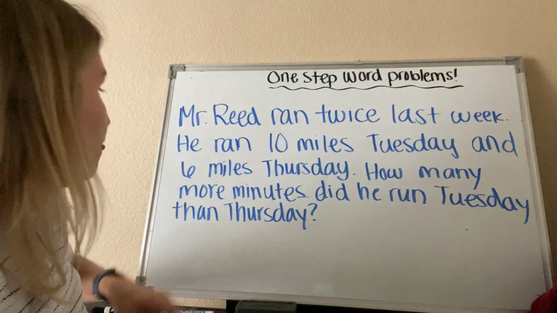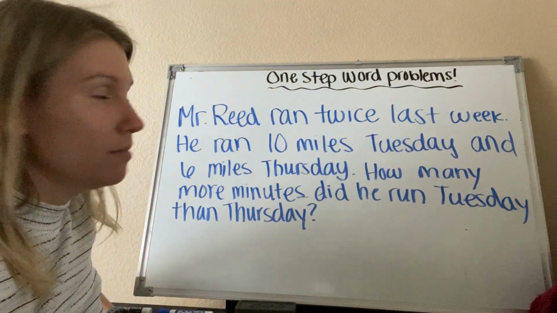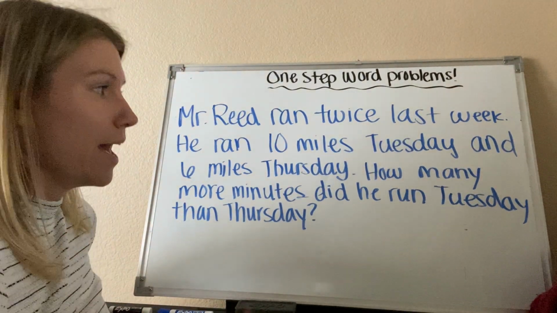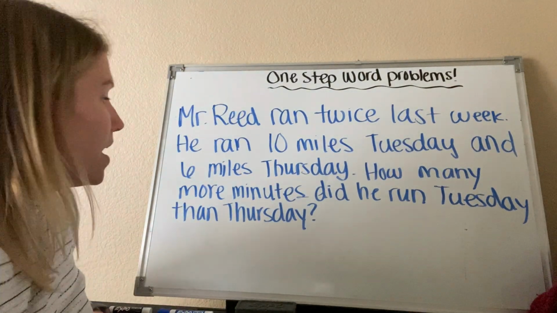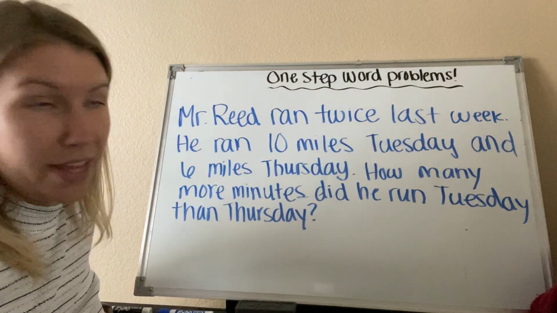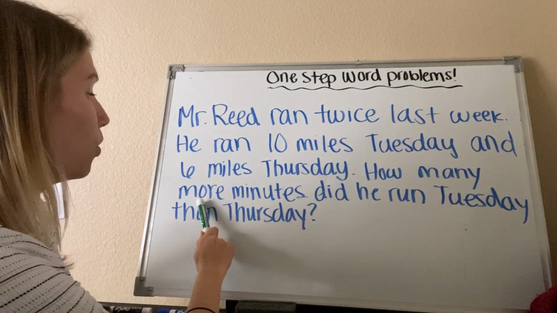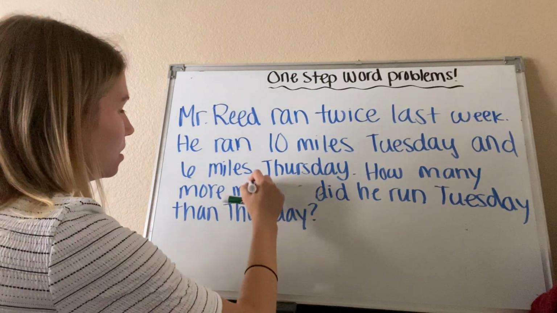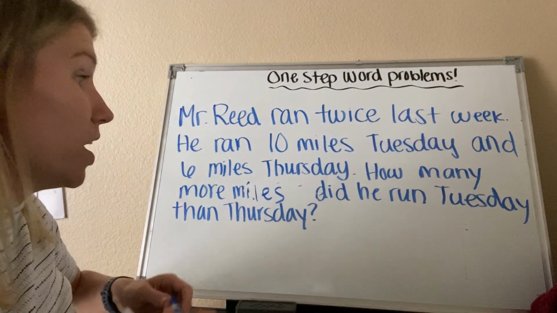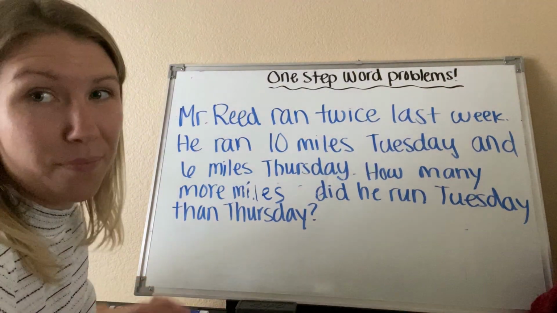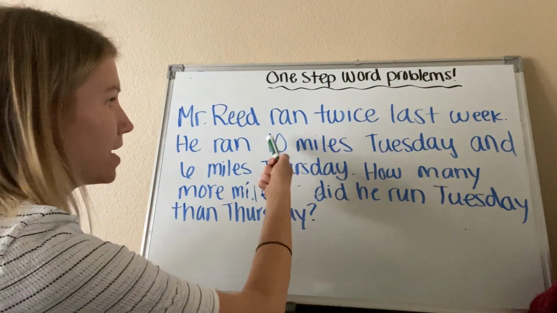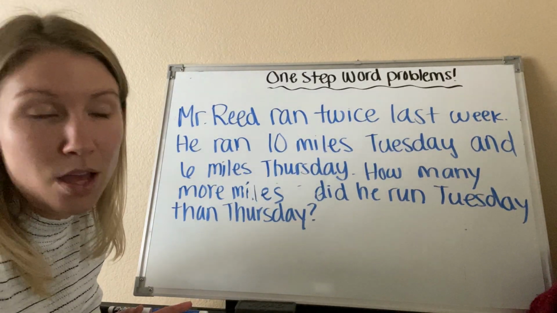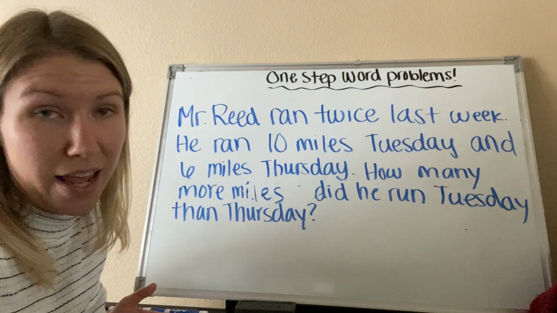Okay, so Mr. Reed, you know he's a runner. So he ran twice last week. He ran 10 miles on Tuesday and 6 miles Thursday. How many more miles did he run Tuesday than Thursday? Okay, so we can see Tuesday he ran 10 and Thursday he ran 6. So we know that on Tuesday he ran more than he did on Thursday, probably because he was tired.